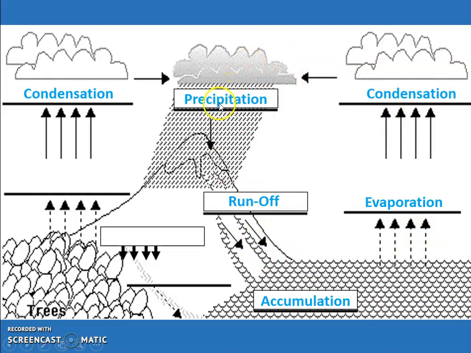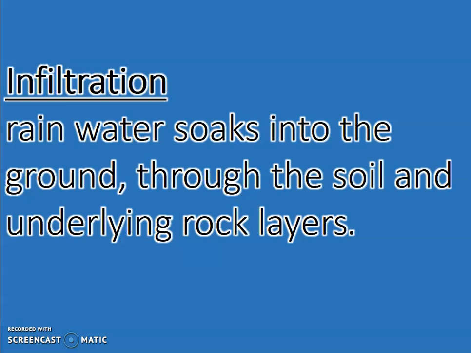Now, if the water is not going to run off the surface of the land, it's actually going to be soaked into the ground. If you remember, this process is called infiltration. The water is going into the ground. So when the water is in the ground, the definition here is rainwater soaks into the ground through the soil and underlying rock layers. So the water that's not running off towards nearby surface drainage features is being sucked into the ground like a sponge.